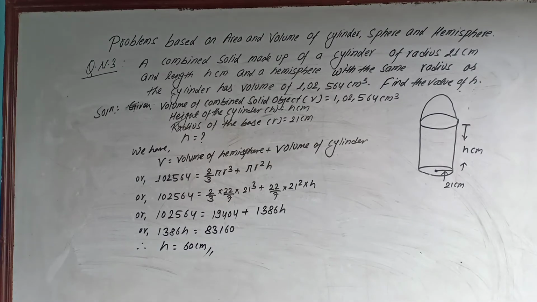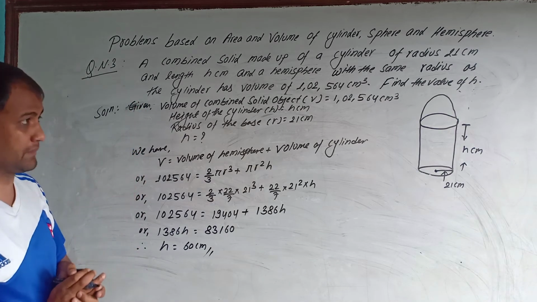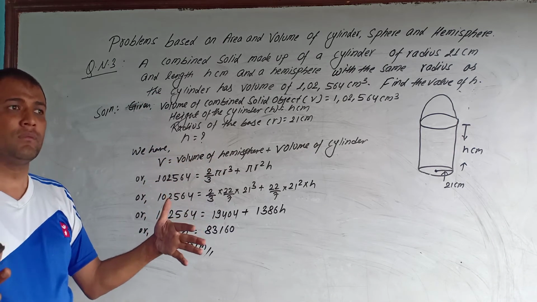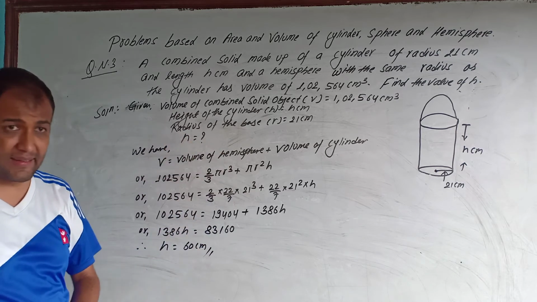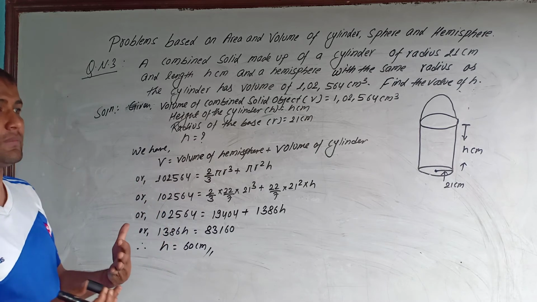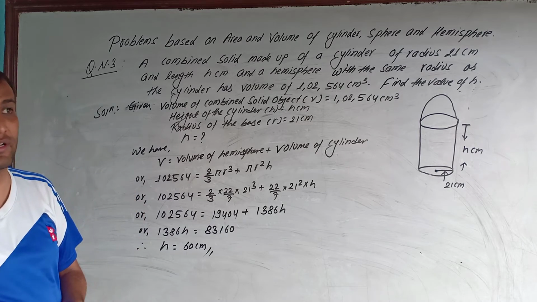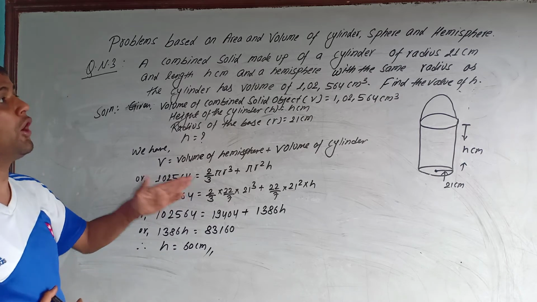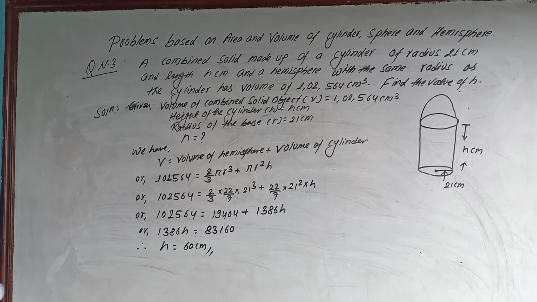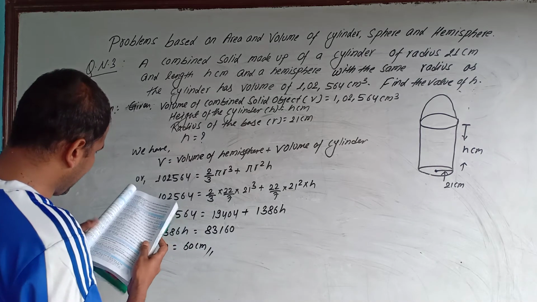In this way, we find other unknown values when one value is given. That means here the volume of the combined solid is given. Sometimes, instead of volume, the curved surface area is given, so we use the formula of curved surface area of the combined solid. Sometimes the total surface area is given, so we use the formula of total surface area of the combined solid and find the unknown value. So this is about question number 3. So we'll start our next question.